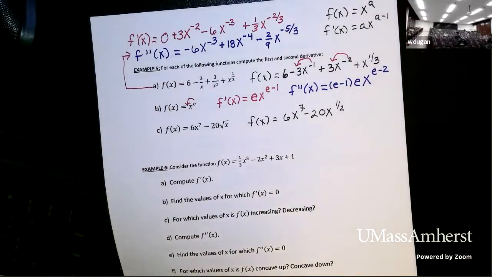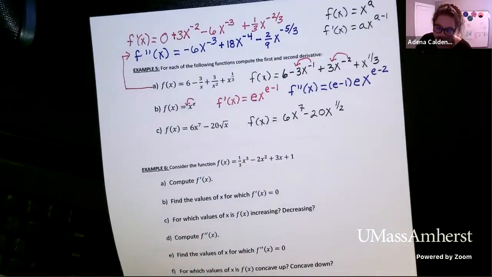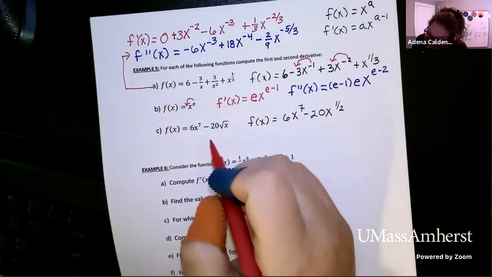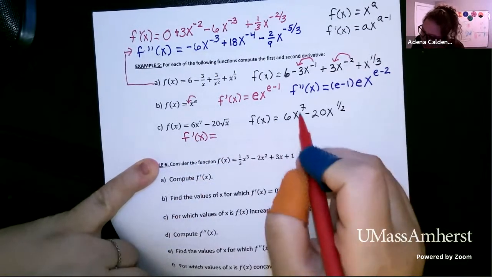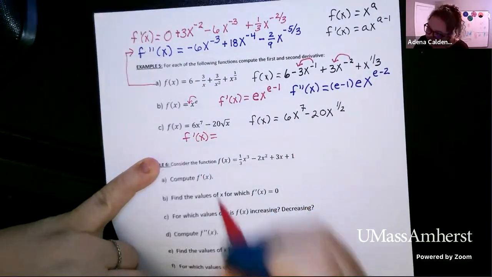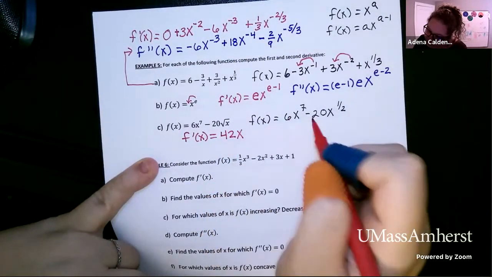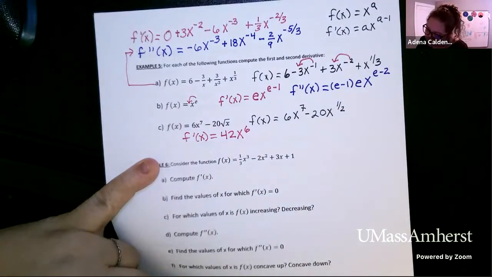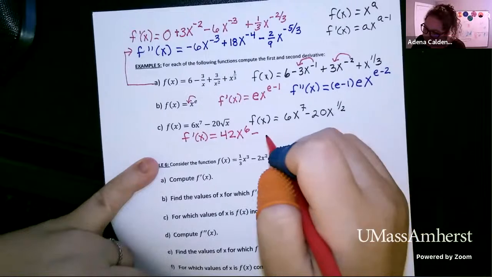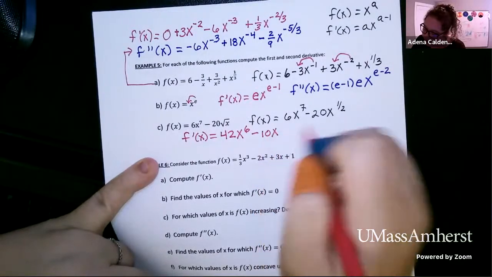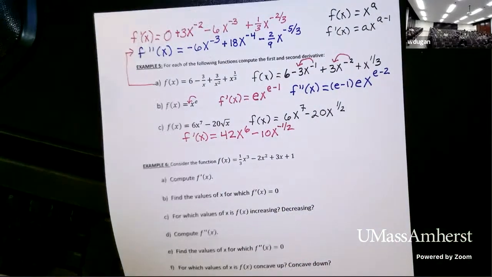Okay, so let's look at part C. We did need to rewrite this square root into the 1/2 power. And so now we can take the first derivative of this function. Here we have 6x to the 7th. So the 7 will come down to multiply, giving me 42x to the 6th minus, now, when the half comes down, 20 times half is 10x to the negative half.